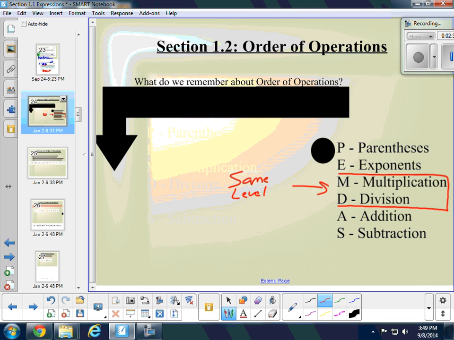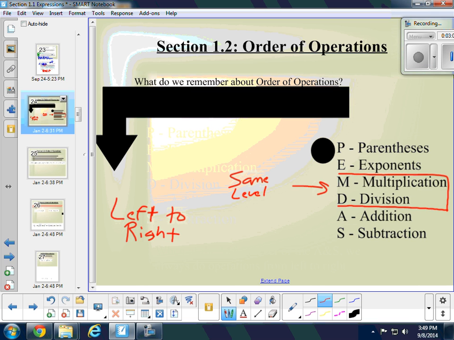If I get to a point in the problem where those are the two operations that I have left, I don't necessarily do multiplication first, I go left to right. Oops. In certain problems, it could be a situation where if you do the multiplication first, it could actually be wrong. So M and D, one thing to understand about that level, though, is they are on the same level.